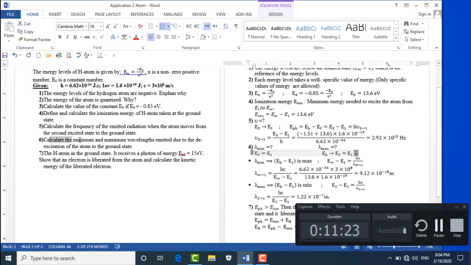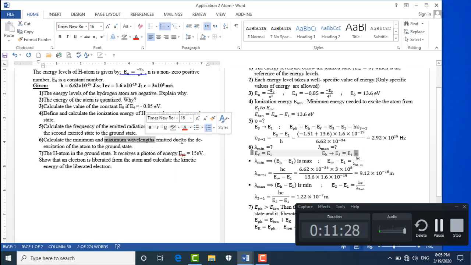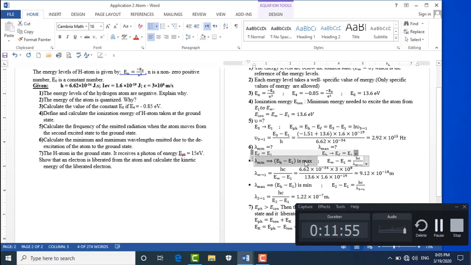Part 6: calculate the minimum and the maximum wavelength emitted due to the de-excitation of the atom to the ground state. We have given: minimum wavelength, de-excitation to the ground state. Lambda is minimum when E high minus E low is maximum, since E high minus E low equals hc over lambda. So lambda minimum, E high minus E low maximum.